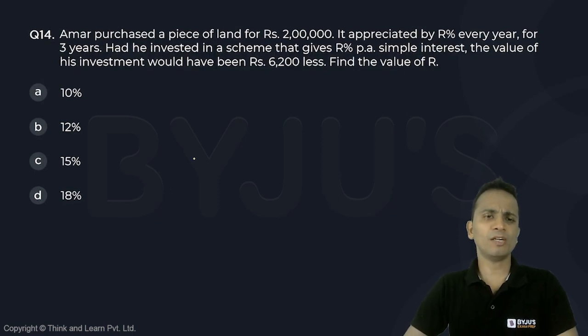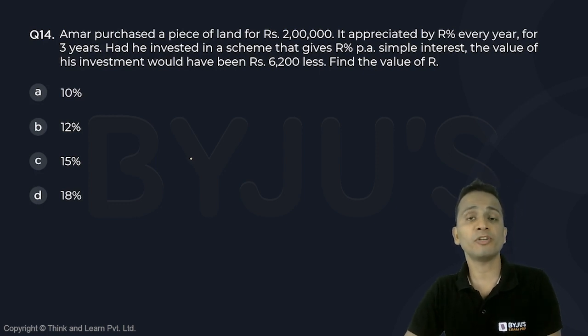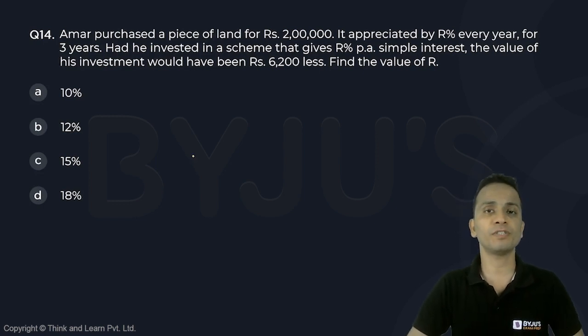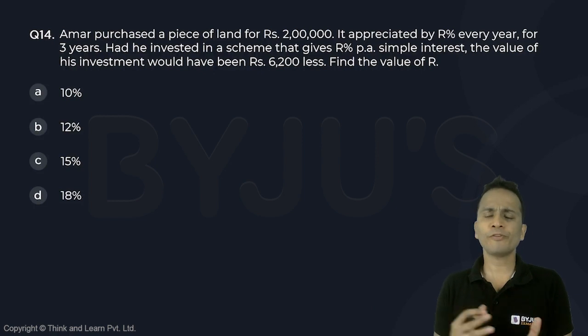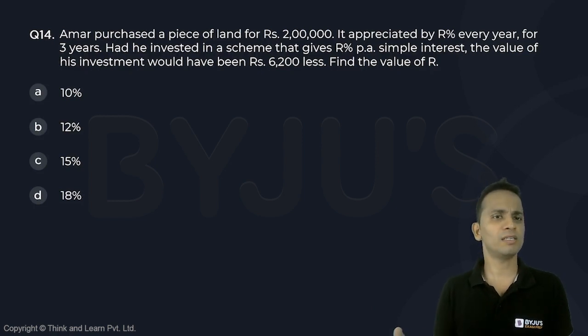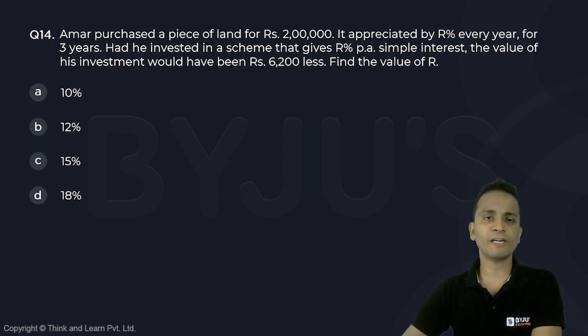This question can be dealt with easily if you understand the concept of simple interest and compound interest, especially the difference between SI and CI for 2 years, for 3 years, and so on. If you remember the direct formula, then you can do it directly. Obviously, that is the solution provided in the printed solution that we have provided. But here I'll be discussing a different method.